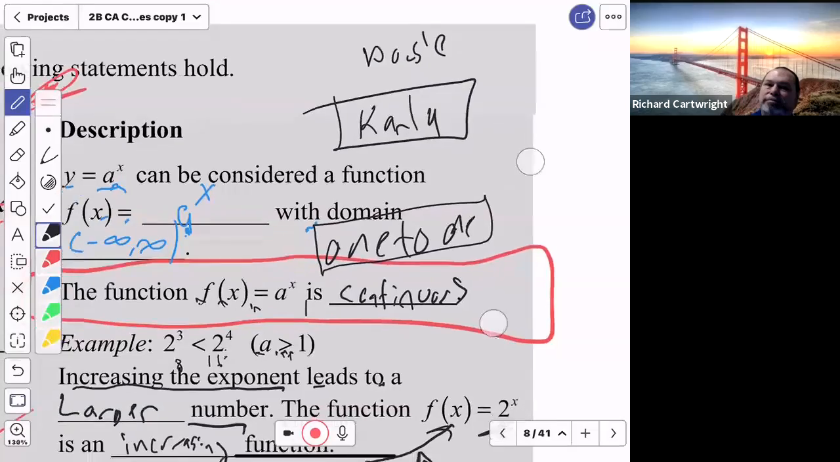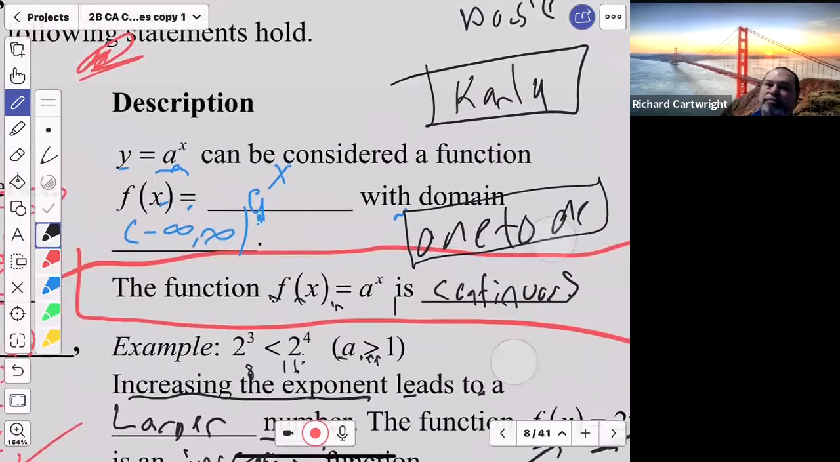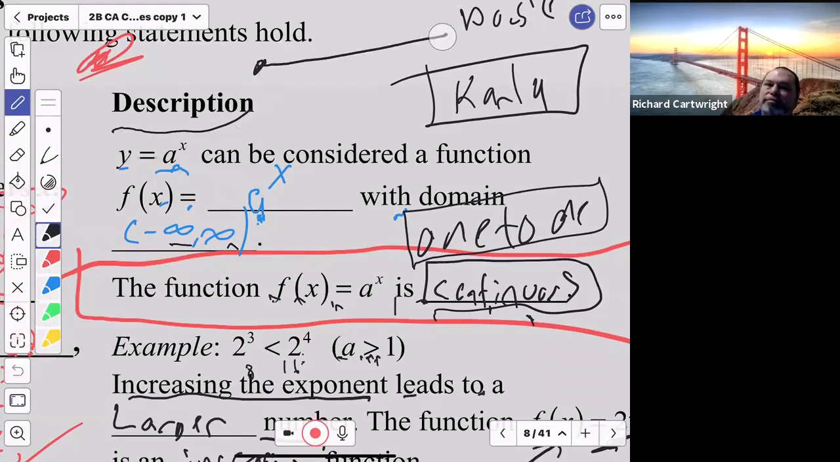Way to go, Carla. 1 to 1. That is true. I like my answer better, Carla. If its domain is from negative infinity to infinity, then it's continuous. But well, no, that doesn't mean it has to be continuous, because something could be continuous and then it does this. That's continuous, but it breaks right here. It still goes from negative infinity to infinity like this one did, but it has a break. So it's not continuous everywhere.